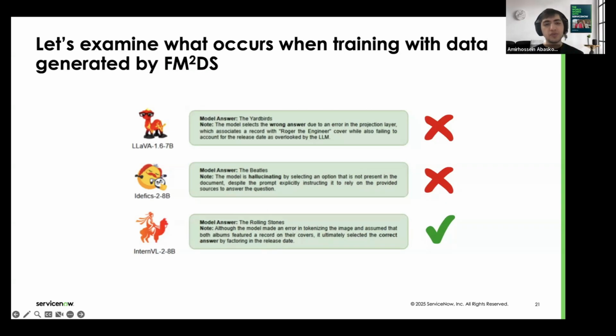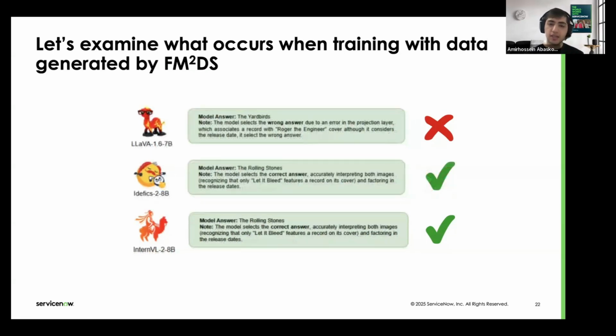But when we fine-tune the same models on our synthetic data, LLaVA still cannot answer the question, which might be due to its architecture and its simplicity. But IDEFICS is giving us the correct answer, which can be related to the fact that our method is teaching these small models how to find the answer for these complicated tasks.